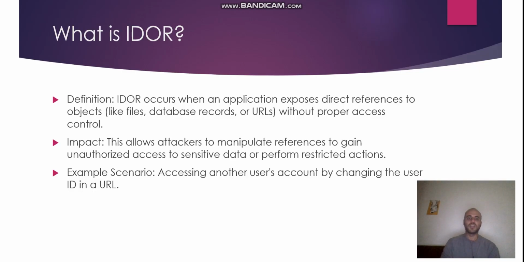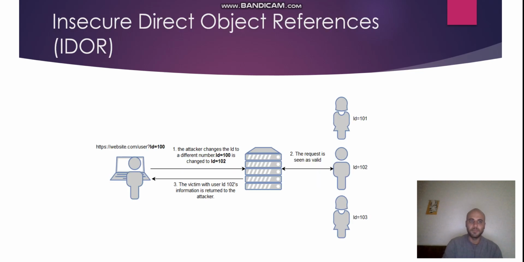Well, first, what is IDOR? The definition: IDOR occurs when an application exposes direct reference to objects like files, database records, or URLs without proper access control. The impact: this allows attackers to manipulate references to gain unauthorized access to sensitive data or perform restricted actions. An example of that is accessing another user account by changing the user ID in the URL.